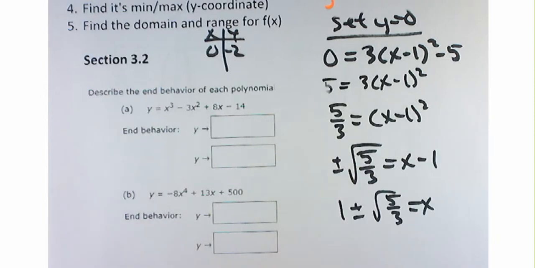Okay. You can answer some domain and range questions. The range is going to start at negative 5 and go up to infinity. The domain is going to be everything.